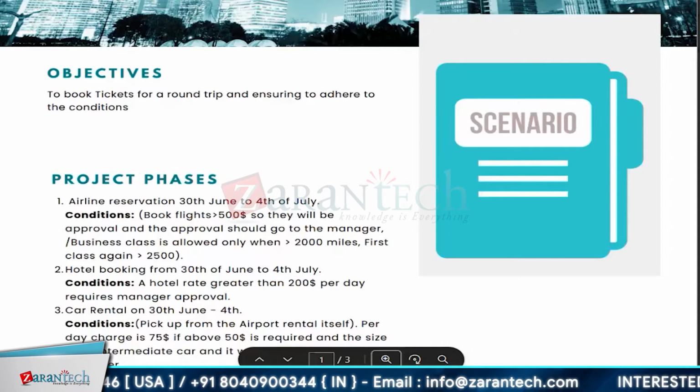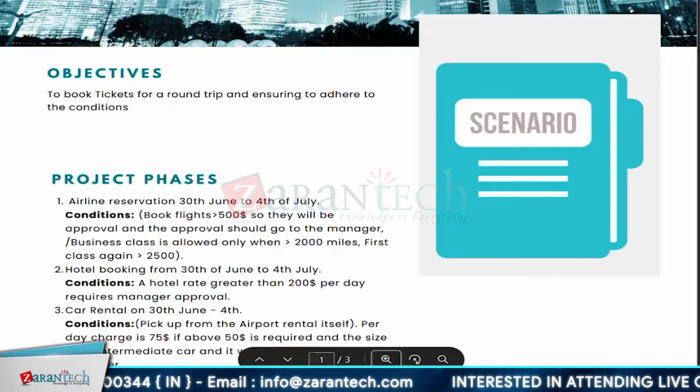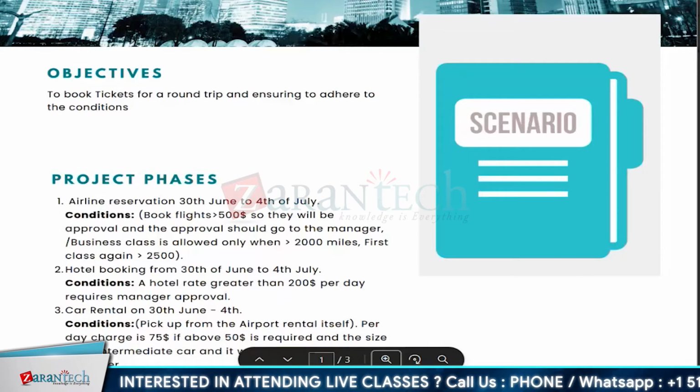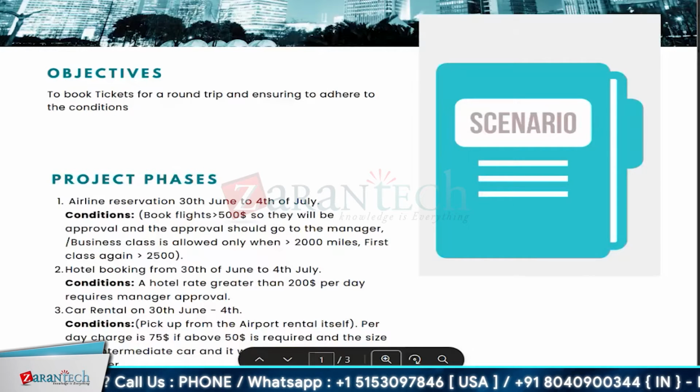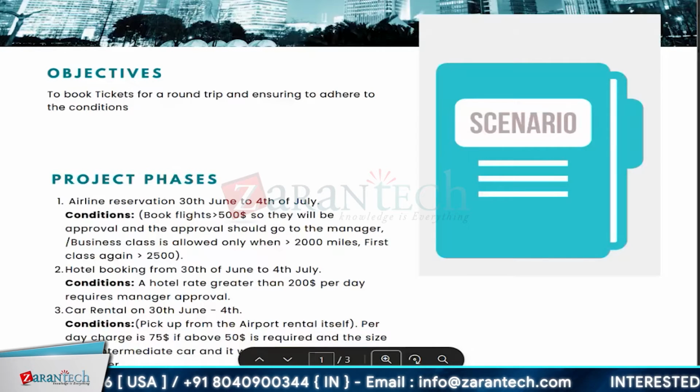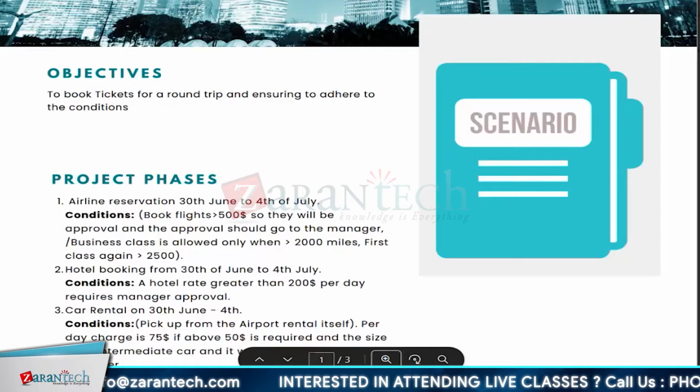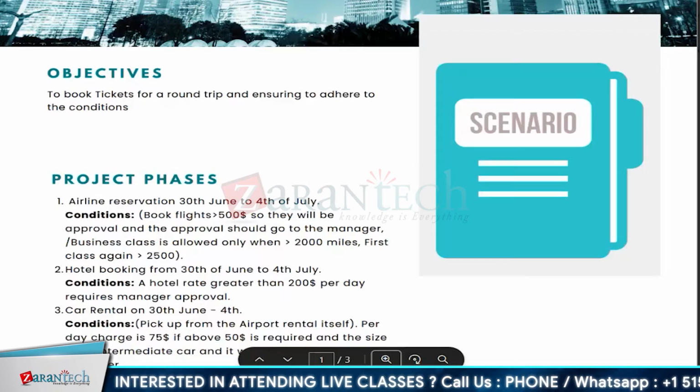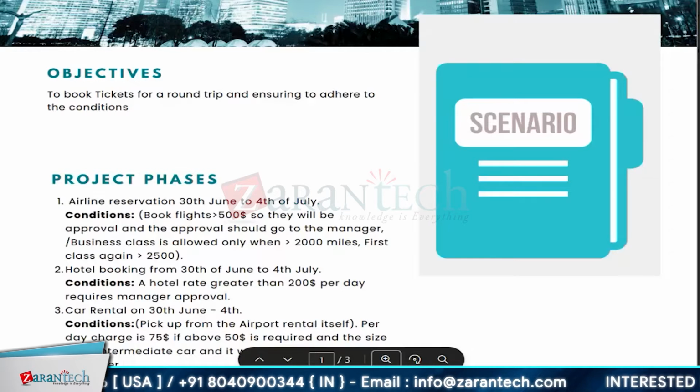Business class is allowed only when it is above 2,000 miles. First class again 2,500 miles. So you don't have to worry. You have to book an airline. Suppose we can do from PHL, Philadelphia, to Atlanta. You can search for Atlanta. You should start on 30th afternoon, and 30th is a Sunday, and 4th July is a Thursday. So while coming back, you should book the flight after 4. And as for conditions, if you book it for more than $500, it will come for an approval process.